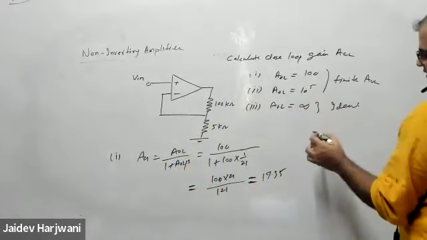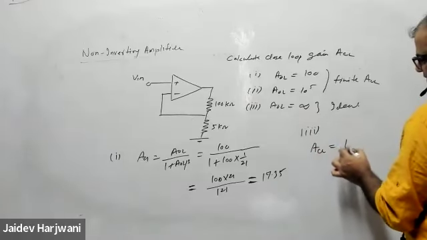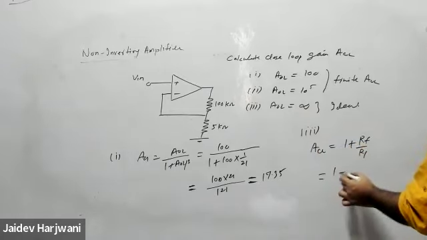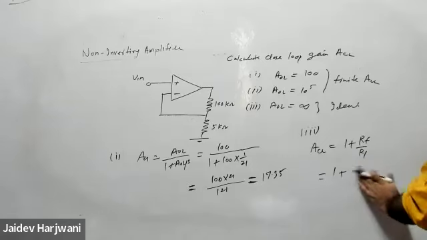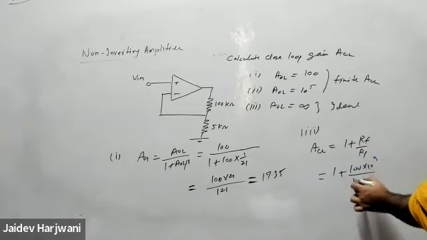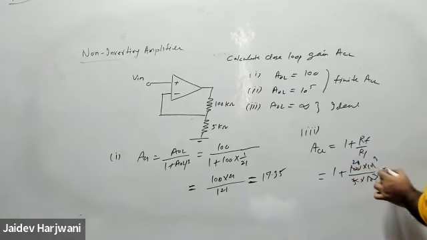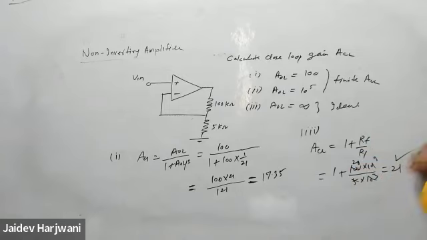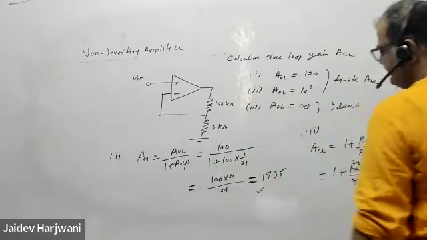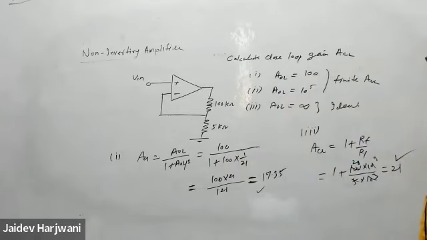Third case, I'm doing directly. Third case, direct formula is there. Closed loop gain is simply 1 plus RF by R1. So this is 1 plus RF, which is 100 kilo ohm, and this R1 is now 5 kilo ohm. So this is 20, so this is 21. So in the ideal case the gain is 21. And if you have a finite gain 100, then this gain is changing.